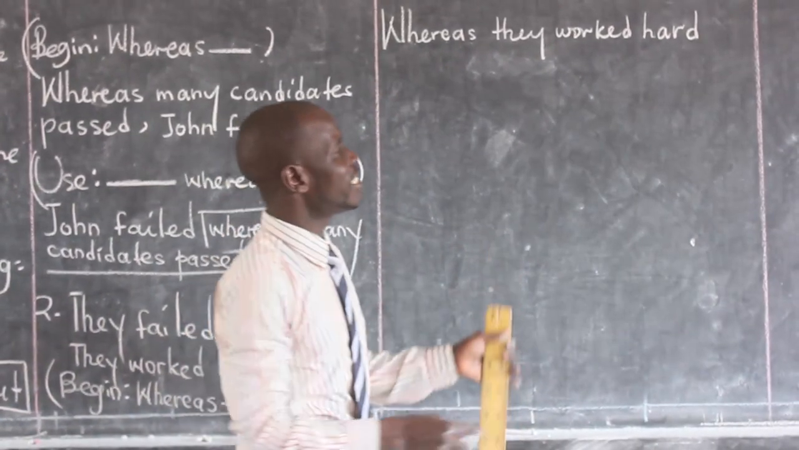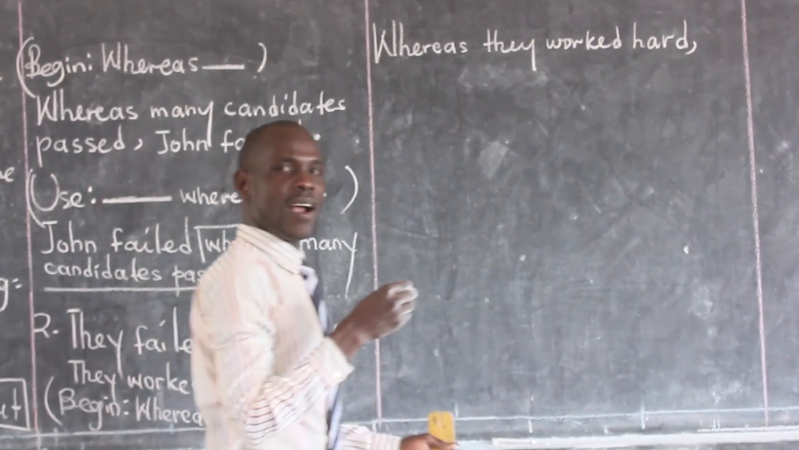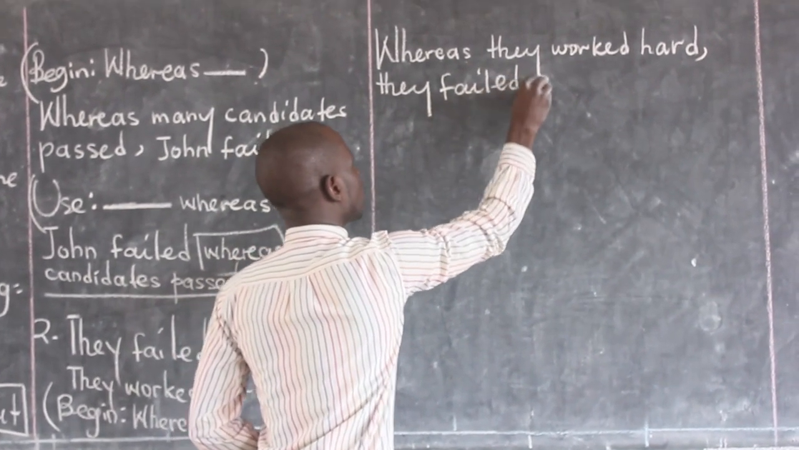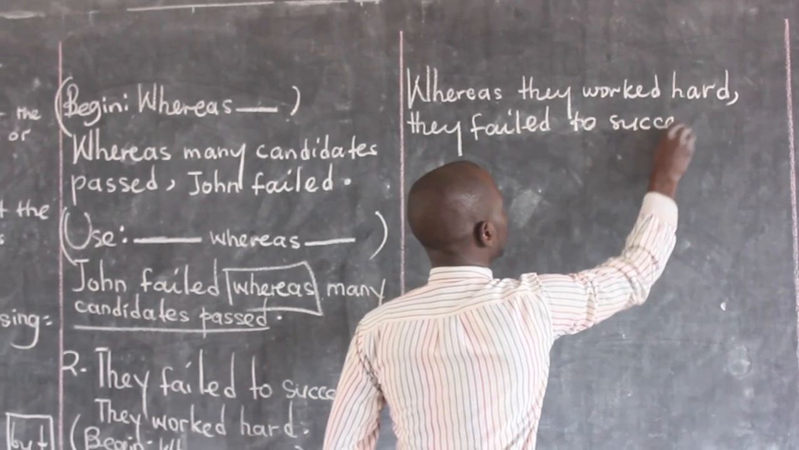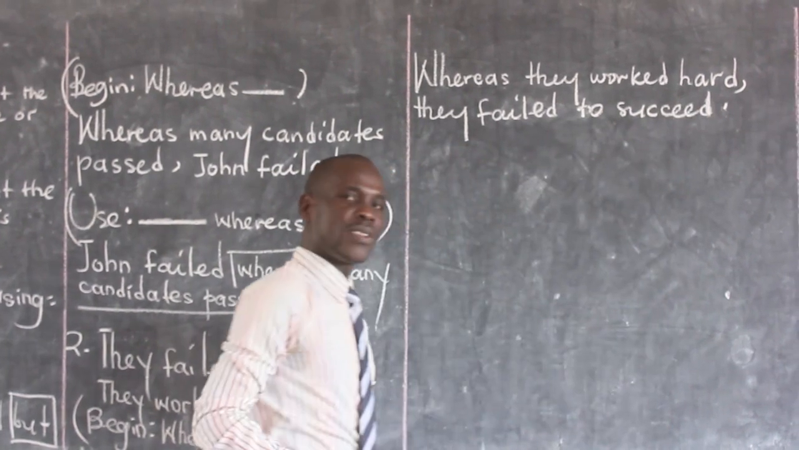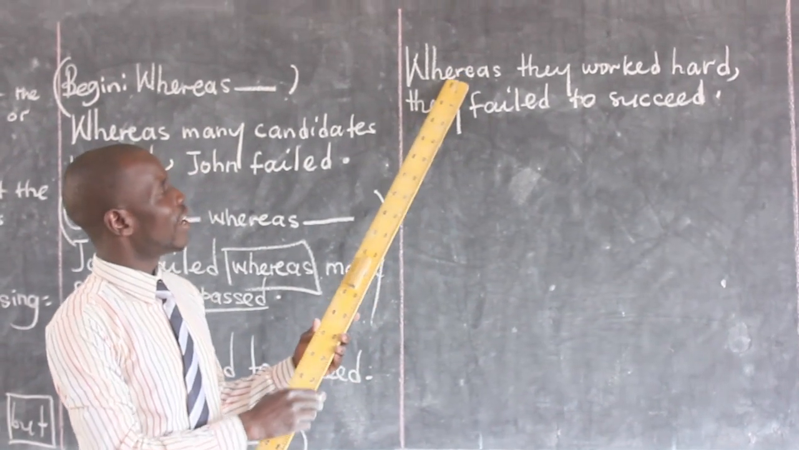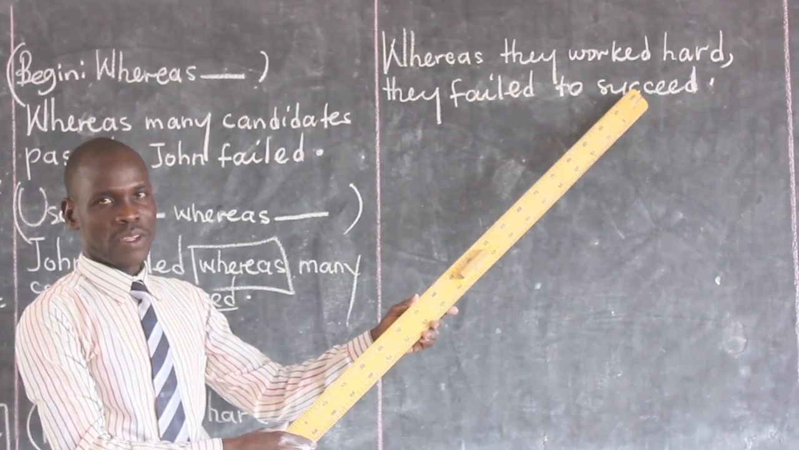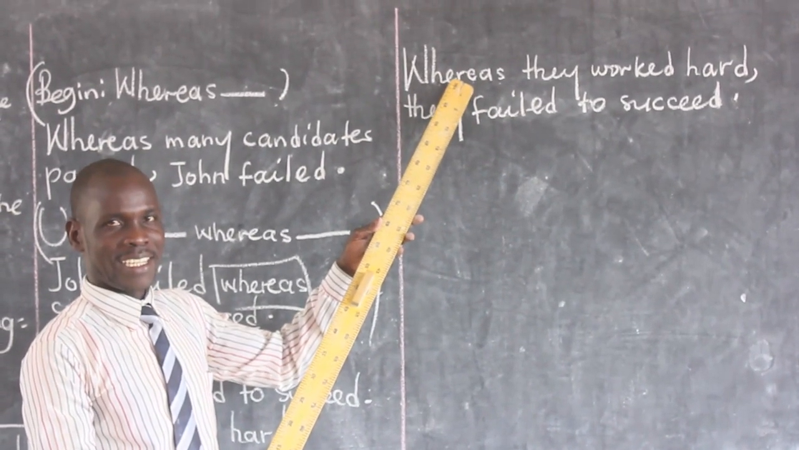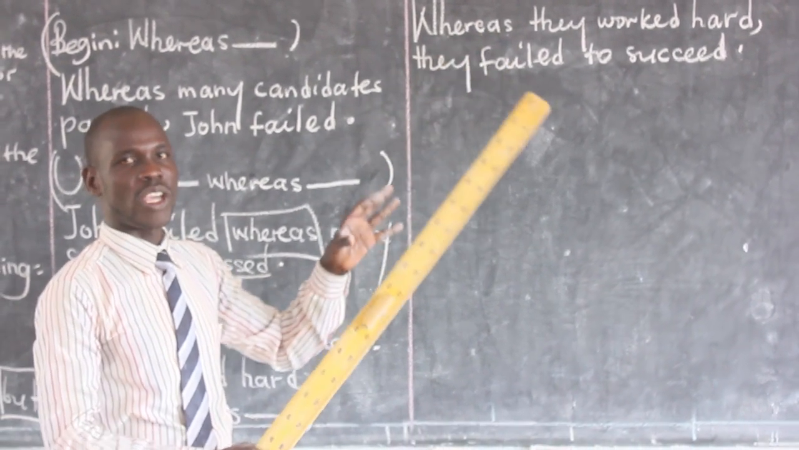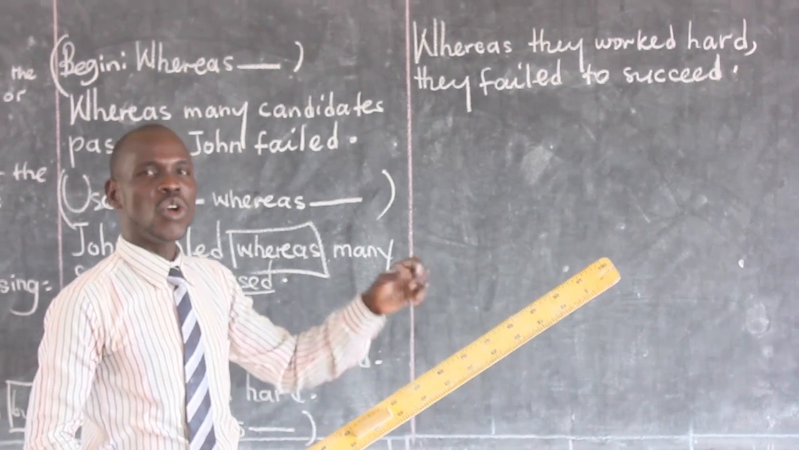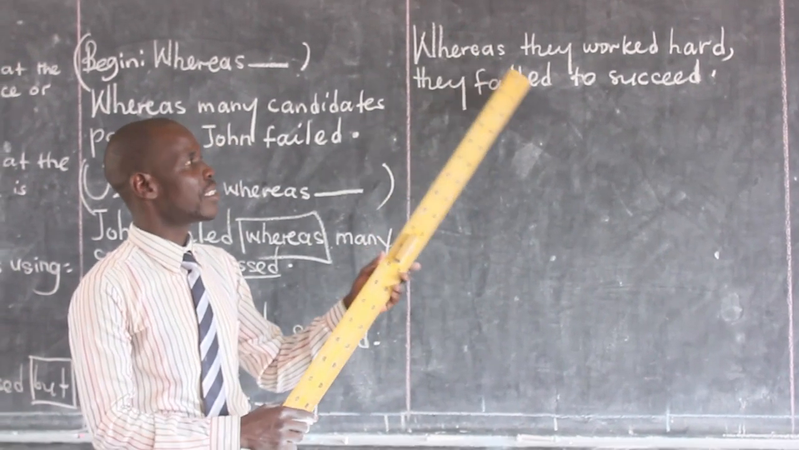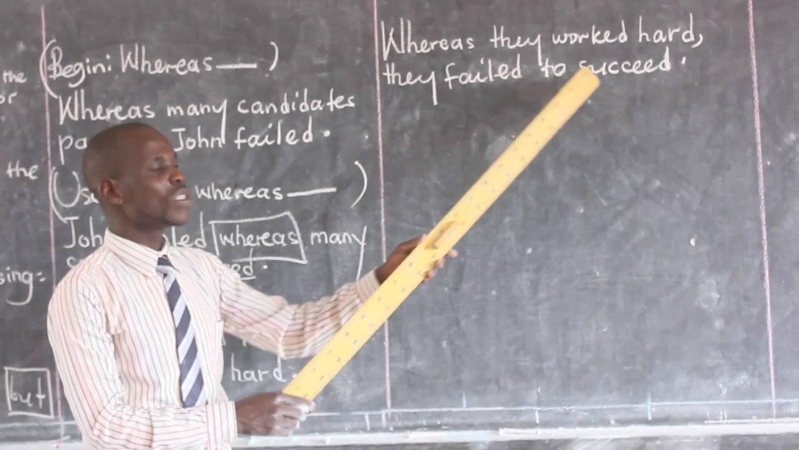So we shall write and say, whereas they worked hard, we need our comma there, they failed to succeed, full stop. That's our answer. Whereas they worked hard, they failed to succeed. We said that you connect the structure to the first action after you have read and you have analyzed. You know which thing happens first and then which one happens next. So we are saying, whereas they worked hard, they failed to succeed.